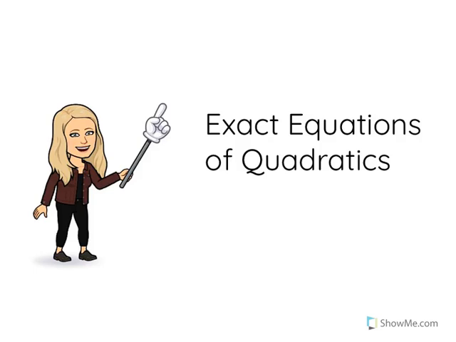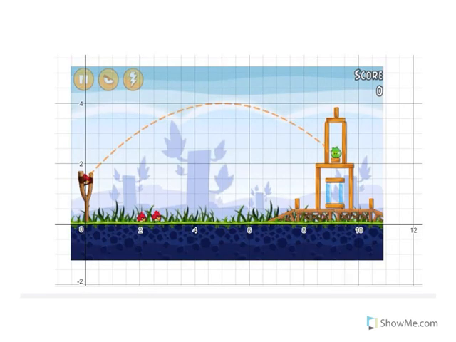In this video, we're going to learn how to write the exact equation of a quadratic given a situation or a graph. To help us, we're going to use the concept of Angry Birds. If you've ever played the game Angry Birds, you know that you launch the bird back and you're trying to hit the little pigs. And if you'll notice, the path of the Angry Bird forms a quadratic. So we're going to use this concept to help us understand how we write the exact equations of a quadratic.